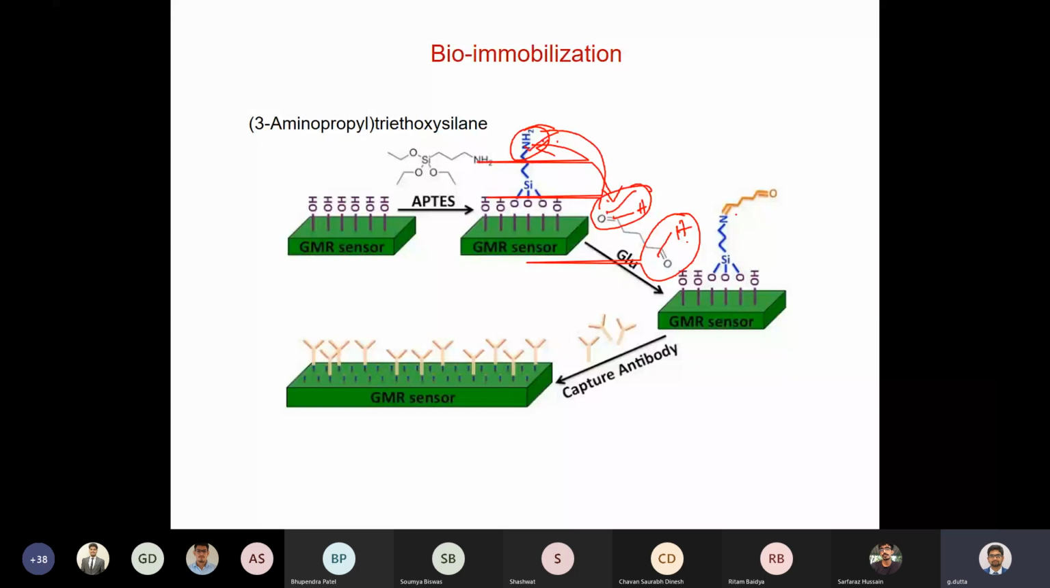if you add the primary antibody, because the primary antibody contains an amine group, this amine group can react with this aldehyde group again, and you will get lots of primary antibody on the surface.